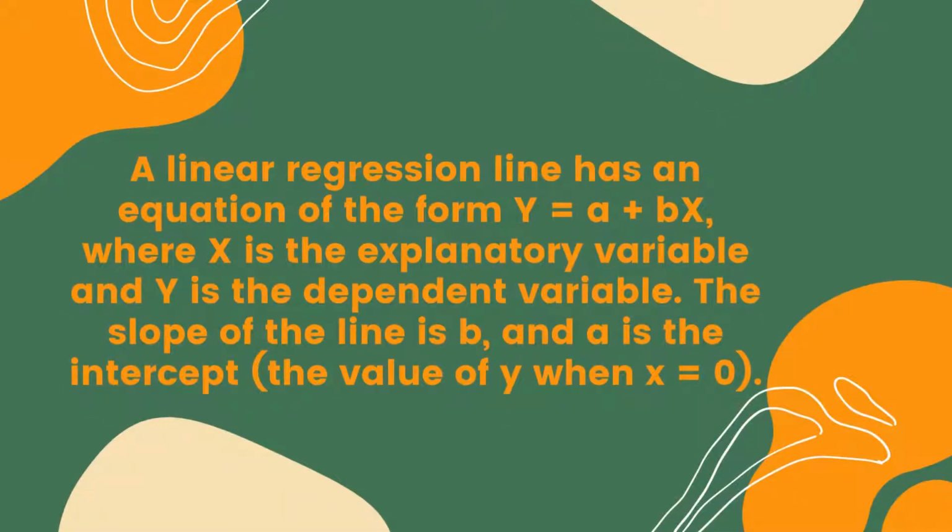A linear regression line has an equation of the form y equals a plus bx, where x is the explanatory variable and y is the dependent variable. The slope of the line is b, and a is the intercept, the value of y when x equals 0.